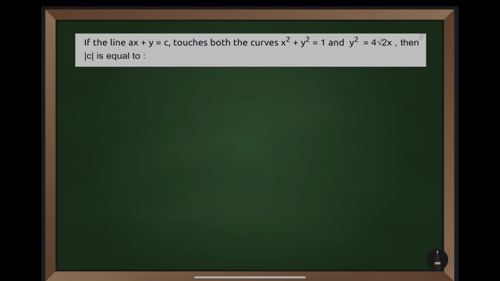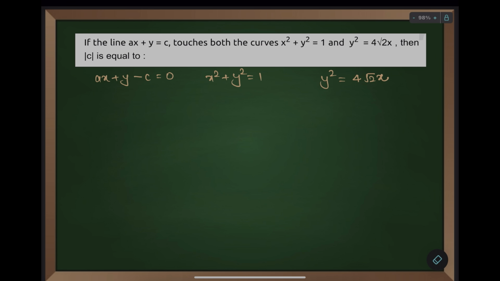So we got this situation. The line ax plus y minus c equals 0 touches both the curves, x square plus y square equals 1 and y square equals 4 root 2 x. So this line is tangent to both the curves, and we have to find out the value of c.